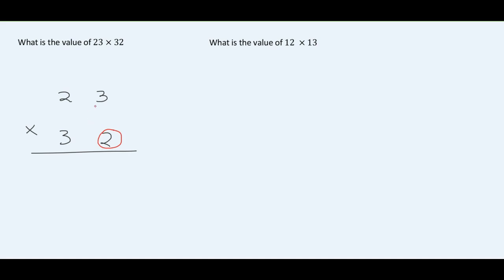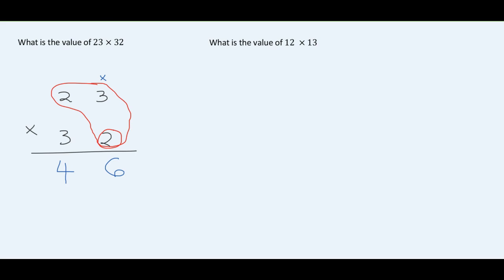So what we're going to do here is multiply 23 by 2. Let's look at what that means. We start over here. 3 times 2, we have 6. And then 2 times 2, we have 4. So that's the first thing we're doing.